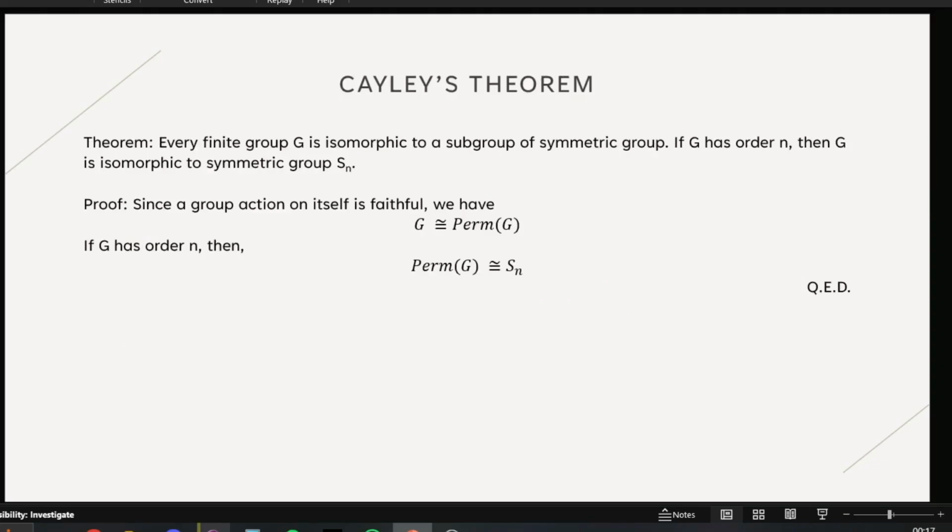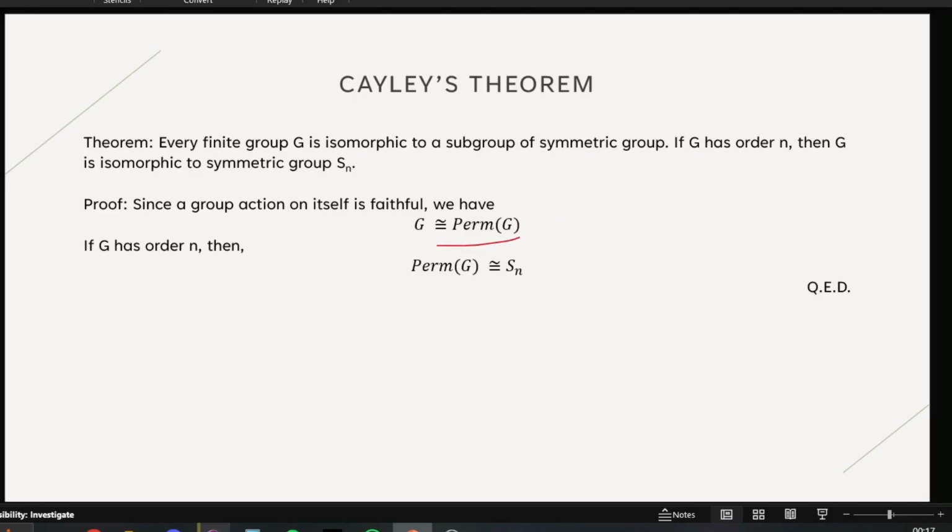So next we have Cayley's theorem. Cayley's theorem states that every finite group G is isomorphic to a subgroup of a symmetric group. So if G has order n, then G is isomorphic to a subgroup of the symmetric group Sn. First we start with the fact that the group action is faithful when a group acts on itself. So G is isomorphic to the permutation group since it is a faithful action. So the permutation map is bijective.